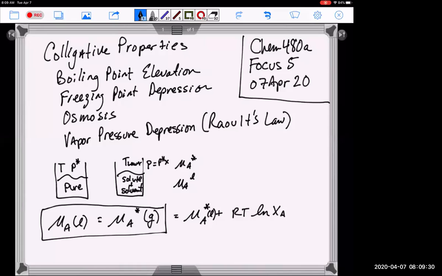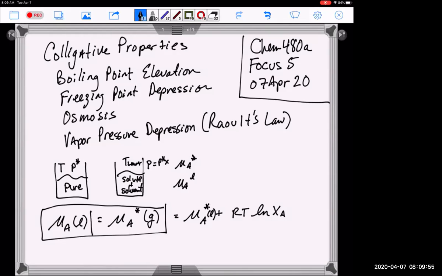This is the most powerful tool we've been using to analyze solutions, but also pure solvents, pure substances. When we looked at phase behavior, it doesn't matter its composition, doesn't matter the phase, the chemical potential has to be equal if the system's at equilibrium at any interface.